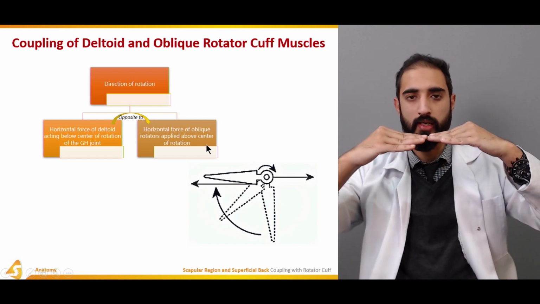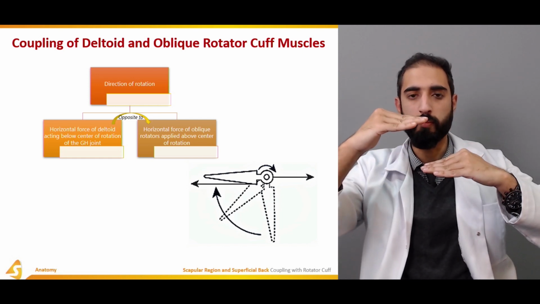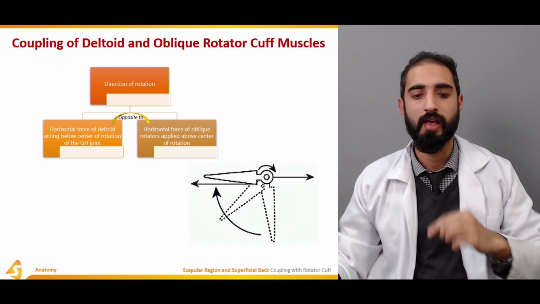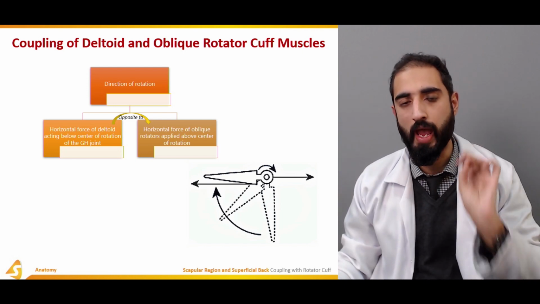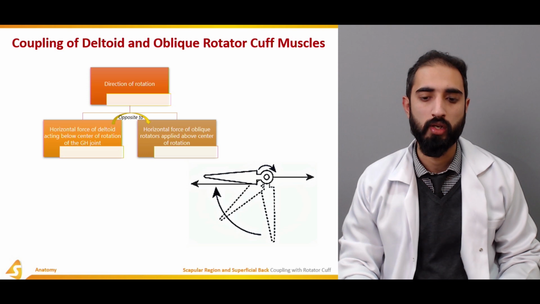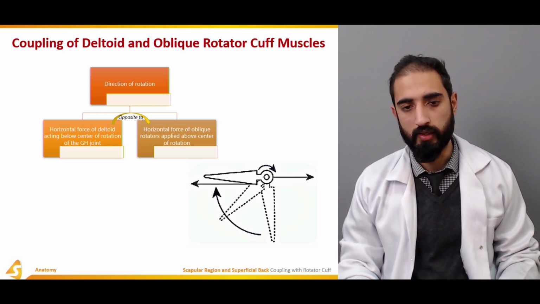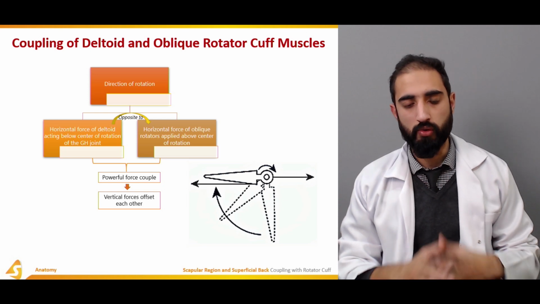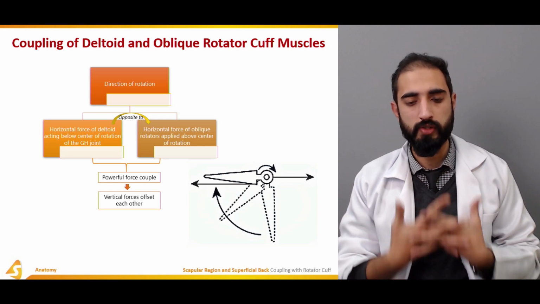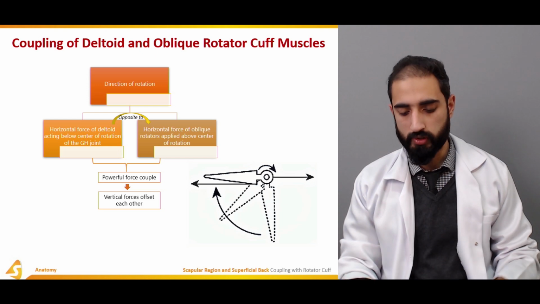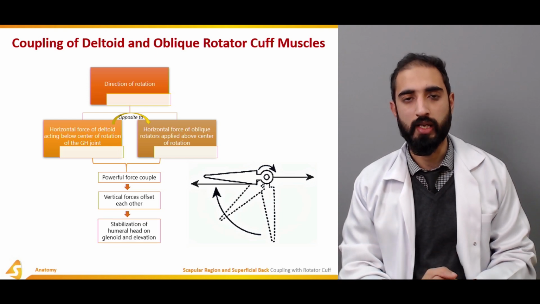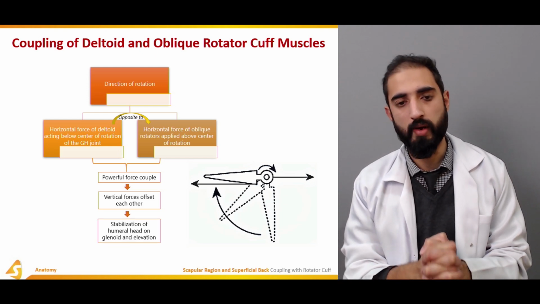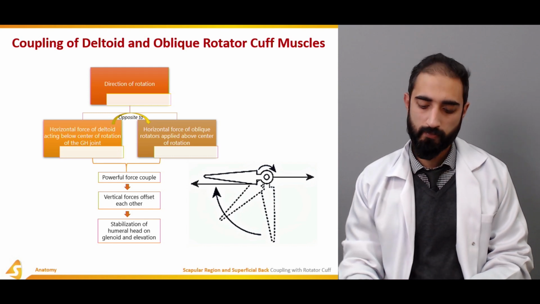So as they are not in line, they are just slightly above and below each other, they create a force couple, and that results in efficient and effective upward rotation, or we can say elevation of the extremity. So powerful force couple: vertical forces offset each other, horizontal components make a force couple, and then that results in effective abduction movement at the glenohumeral joint.